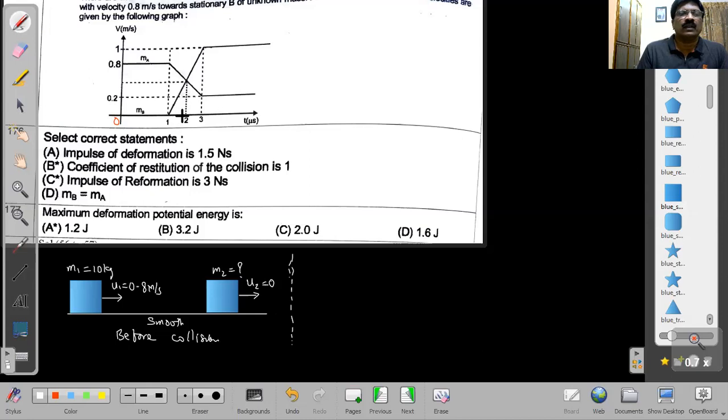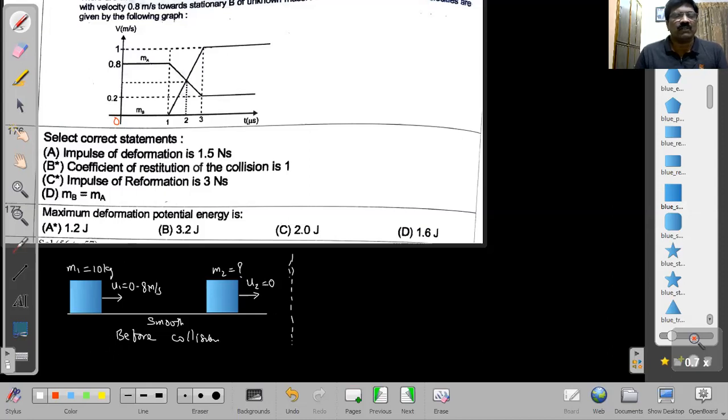You see here, up to 3 seconds, velocities of the first body, second body both change. But after 3 seconds, the velocity of the first body, second body remains constant, no? That means collision occurs at the instance of time from 1 to 3 seconds. That means 3 minus 1, that means 2 seconds is the time for which collision takes place, for which the two bodies are colliding with each other. But after the third second, the two bodies travel with constant velocity, no?